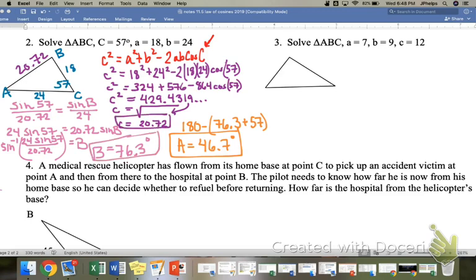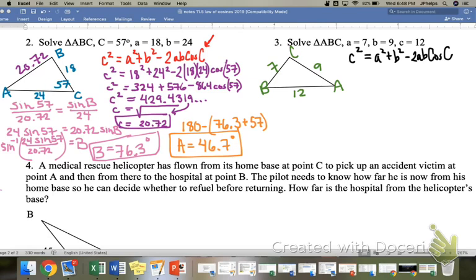So now we're going to look at problem number 3. With problem number 3, we're given the three sides of the triangle. So that means that we need to solve for the largest angle first. And again, every time that you use the law of cosines, when you're given the three sides, you need to solve for the largest angle first. The longest side is side C, which means we want to set up the law of cosines in terms of C so that we can solve for angle C, which is going to be the largest.